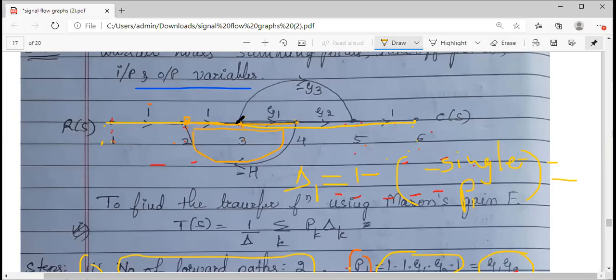This branch is common to the forward path as well as the loop. So in this area both are touching. So that's why delta 1 will be equal to 1 minus, that is not possible, 0. And for 2 non-touching, 3 non-touching, there is no question because you have only one single loop available. So delta 1 is 1 minus 0, that is equal to 1. Now coming to delta 2. Delta 2 means we have to find the delta for the second forward path. So let me first mark the second forward path.